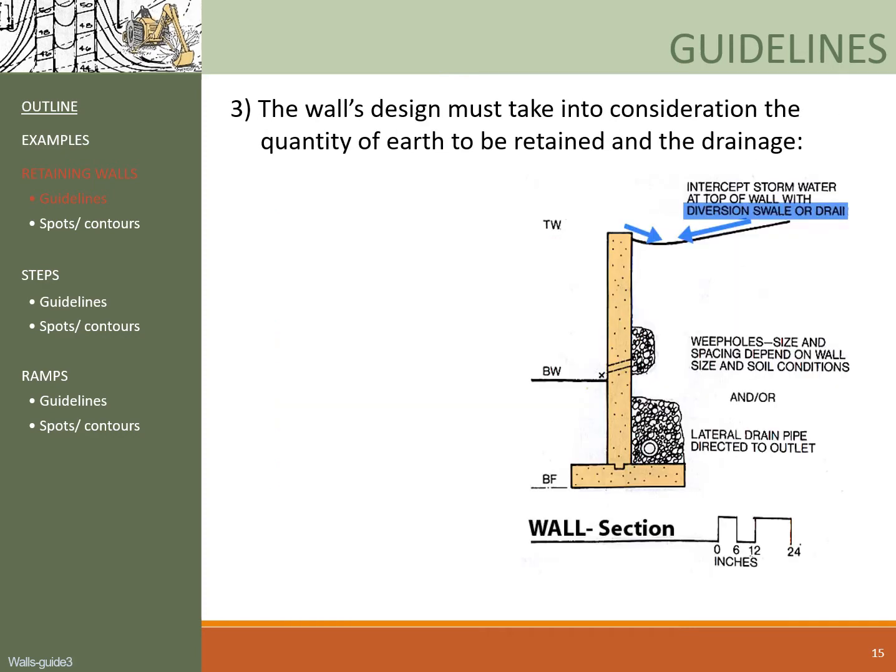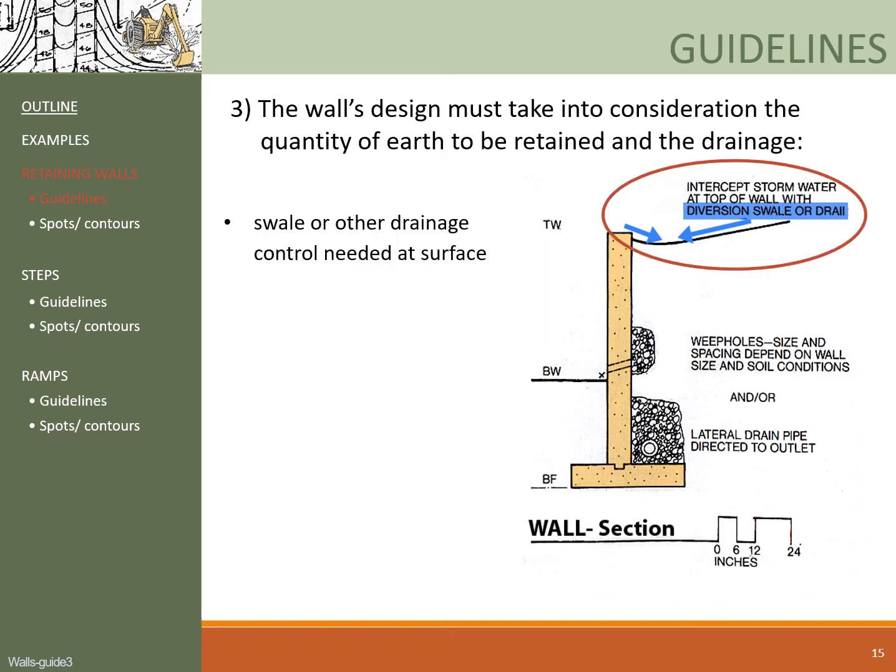Now, the third guideline is an important one. The wall's design must consider the quantity of the earth to be retained and its drainage. Notice that improper drainage causing water seepage into the backfill of the wall is the number one leading cause of retaining wall problems. So first of all, you need a swale or other drainage control, such as a drainage inlet at the top here, to divert water away from the wall.